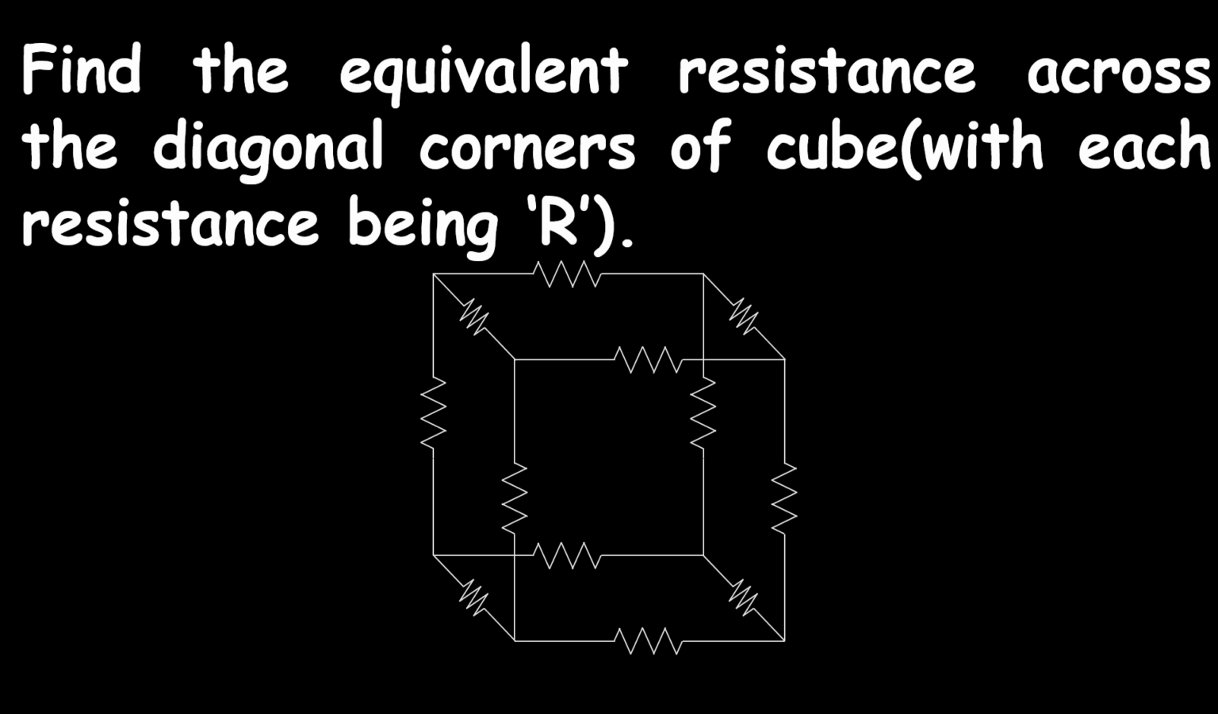PSC and GATE. So here is the question. Try to pause the video and read it. So the question is, find the equivalent resistance across the diagonal corners of a cube with each resistance being R.